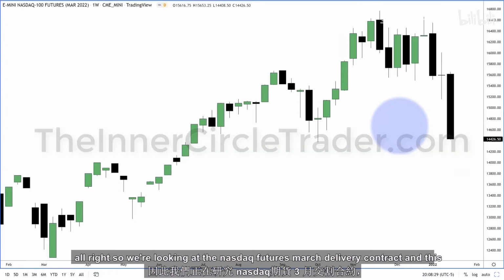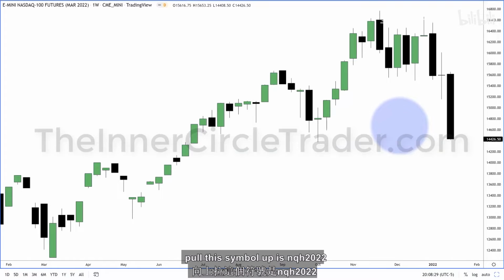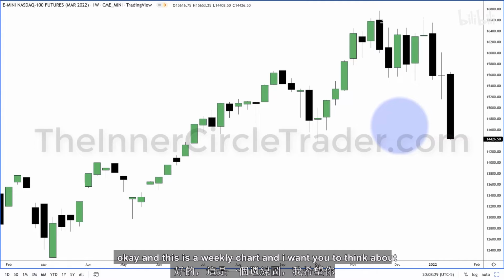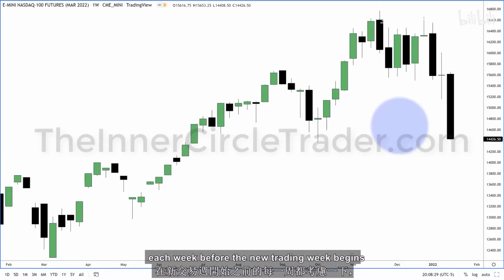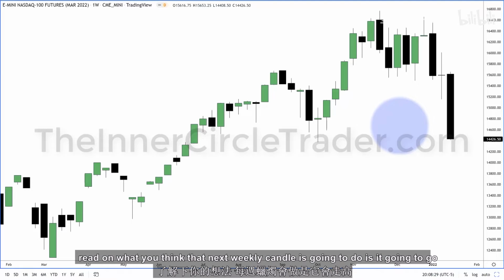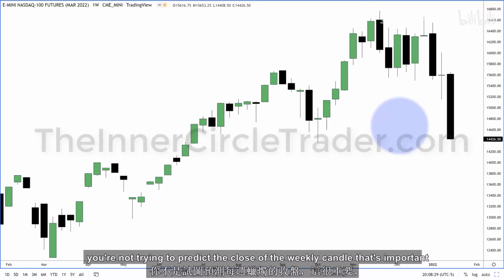All right, so we're looking at the NASDAQ futures March delivery contract, and this is a TradingView chart. If you've never used TradingView.com, the way you would pull this symbol up is NQH2022, okay? And this is a weekly chart. I want you to think about each week before the new trading week begins, preferably on the weekend, okay? The idea is you want to try to get a read on what you think that next weekly candle is going to do. Is it going to go higher, or is it going to go lower? You're not trying to predict the close of the weekly candle.